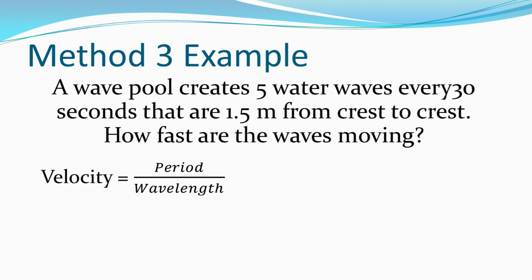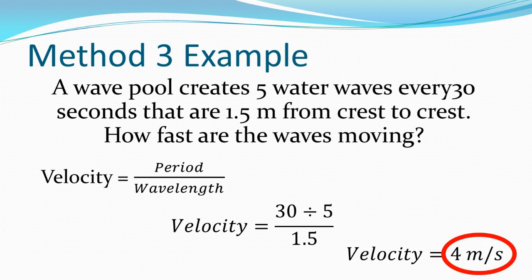So I can find my formula, period divided by wavelength. 30 seconds divided by 5 waves would give my period. So I could either plug in 6 for my period, or I can plug in 30 divided by 5. Now I just plug and chug. 30 divided by 5 is 6. 6 divided by 1.5 gives me 4 meters per second. Always check if you're reasonable. This is a relatively low velocity compared to a much faster moving sound wave.